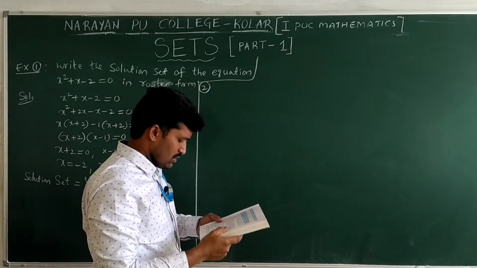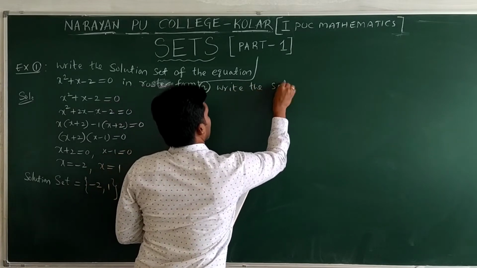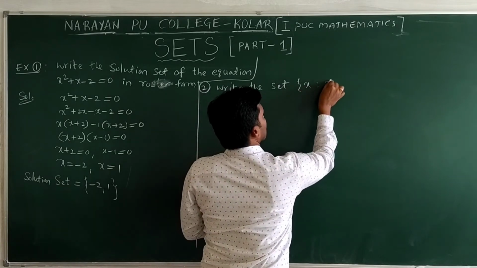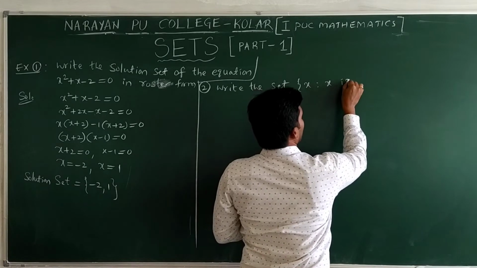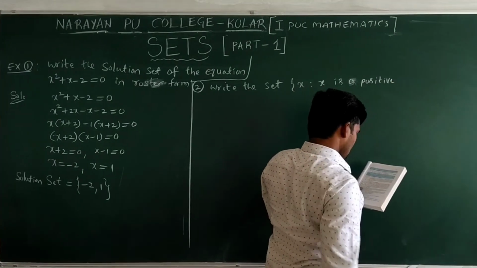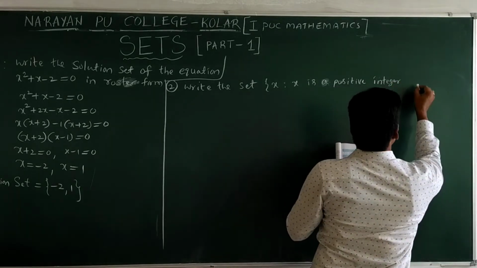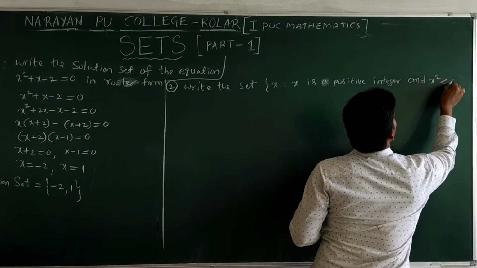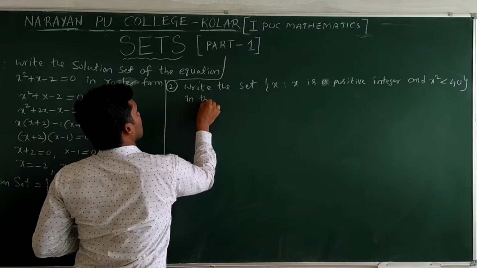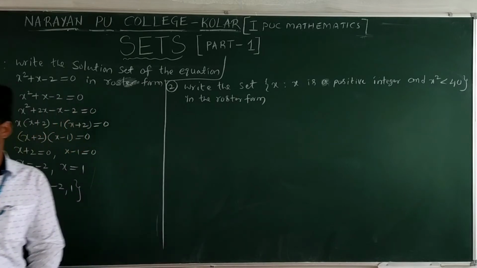Next, question number 2. Write the set of all x such that x is a positive integer and x square is less than 40 in roster form. We need to find it.